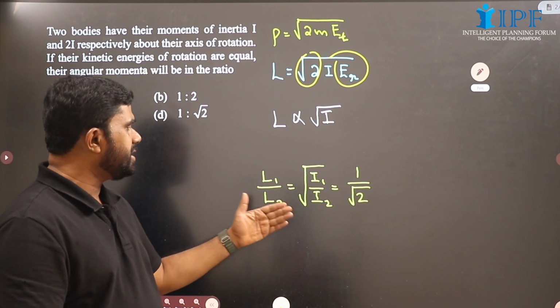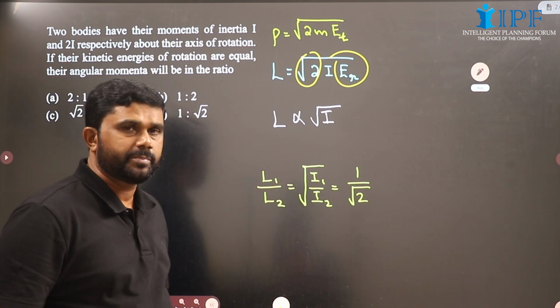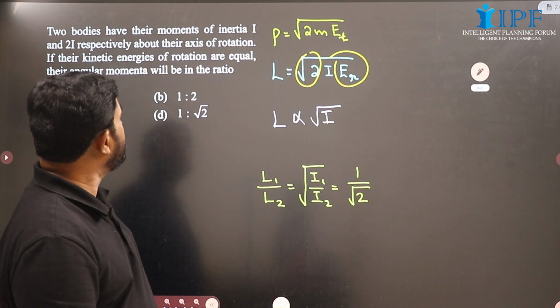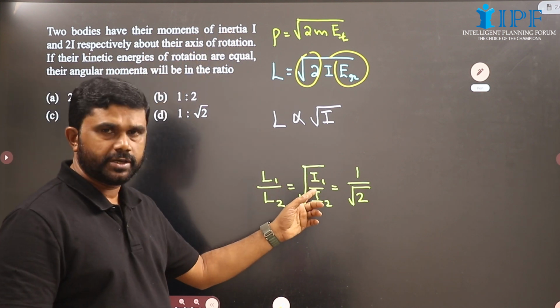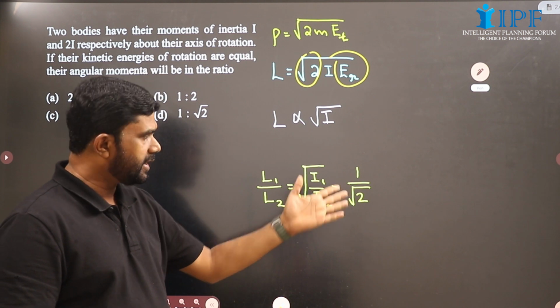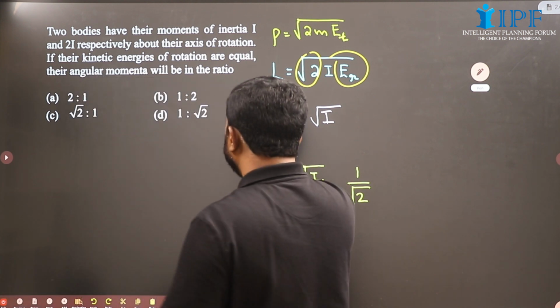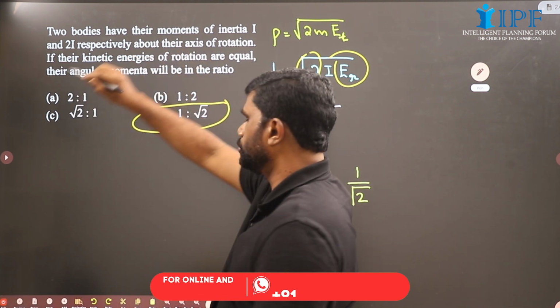So L1 by L2 will be under root I1 by I2. The moments of inertia are given as I and 2I, so it will be I by 2I, or 1 by root 2. So 1 by root 2 means 1 is to root 2.